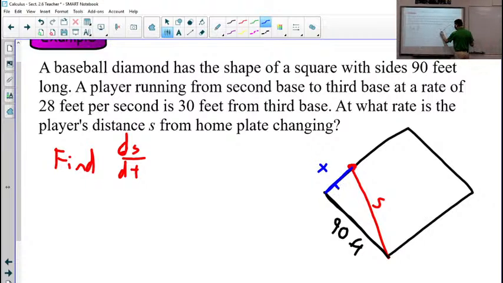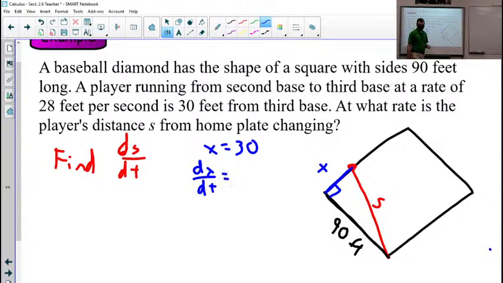And this is going to be another Pythagorean theorem question. I'm not just drawing it as third base, I'm drawing that as a right angle to make a right triangle. So let's see. In this case, x is 30. And dx/dt is what? You need to put something on that number. Well, yes. Something else.